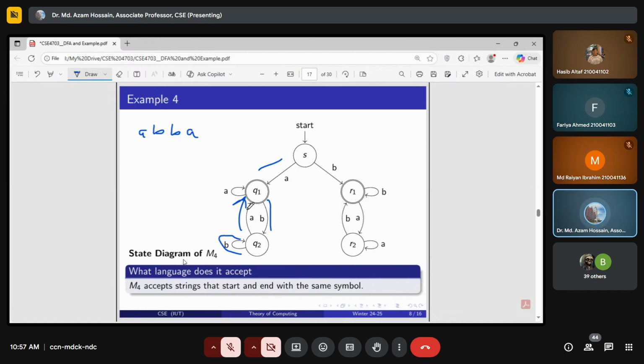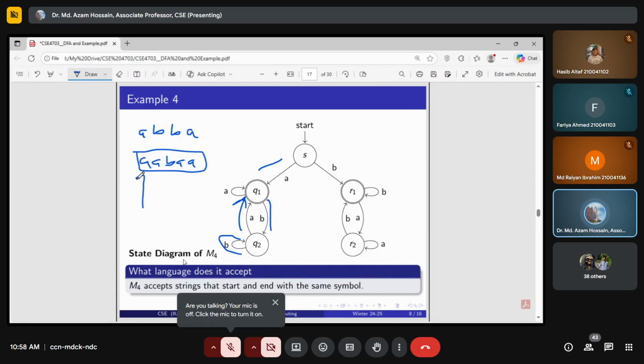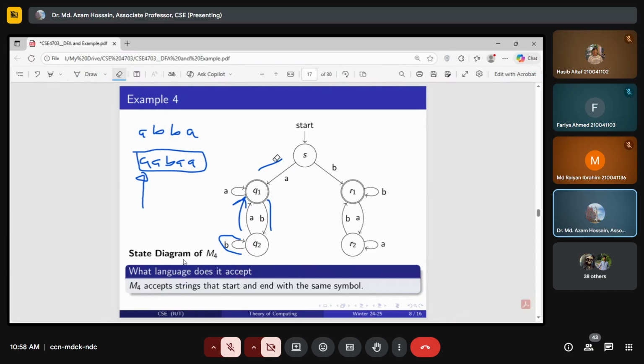Now, if I ask whether a string, suppose A, B, A, is a valid string for this machine, or whether this string is generated by this machine or not, what will you do? You will be in the starting state and you look at the first symbol of this string. You have A now, so you move to Q1. Let me try to simulate. Did you get my point?